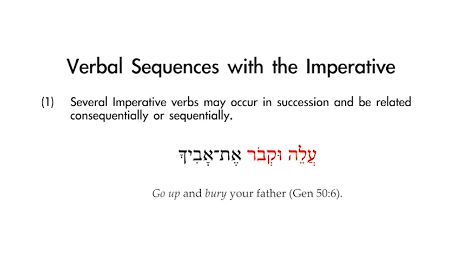Translated, go up and bury your father. Here we have two imperative verbs joined by vav, describing a series of commands. First, go up, and then bury your father. This is the first verbal sequence that you'll see with imperatives, multiple imperatives in a row.